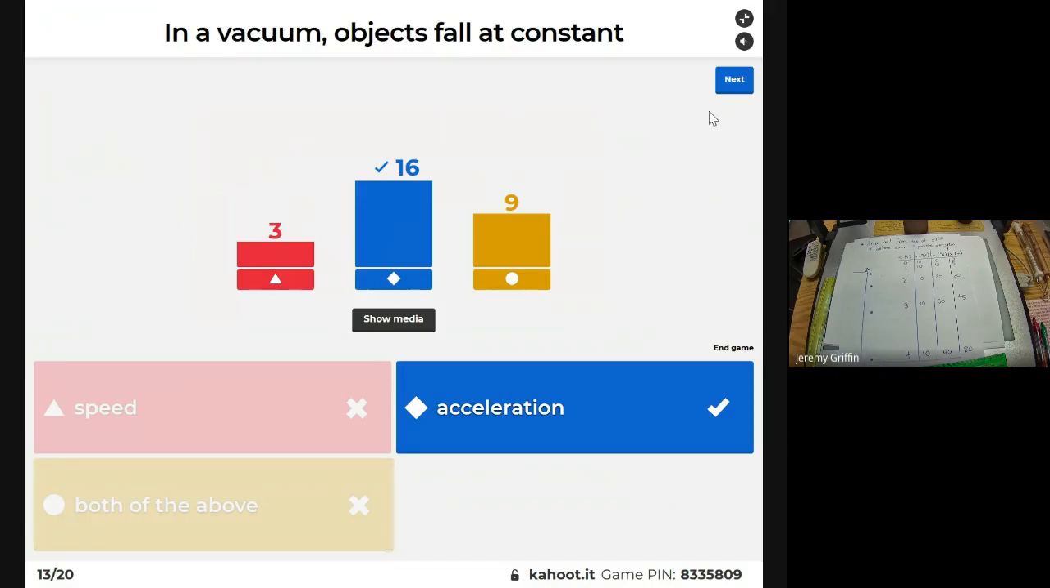Why is it not in the same vacuum? Guys, what was it? Just the air? You're right. Air drag would throw it off, right? So if there was air drag, it's probably not going to speed up as much as it normally would, right?